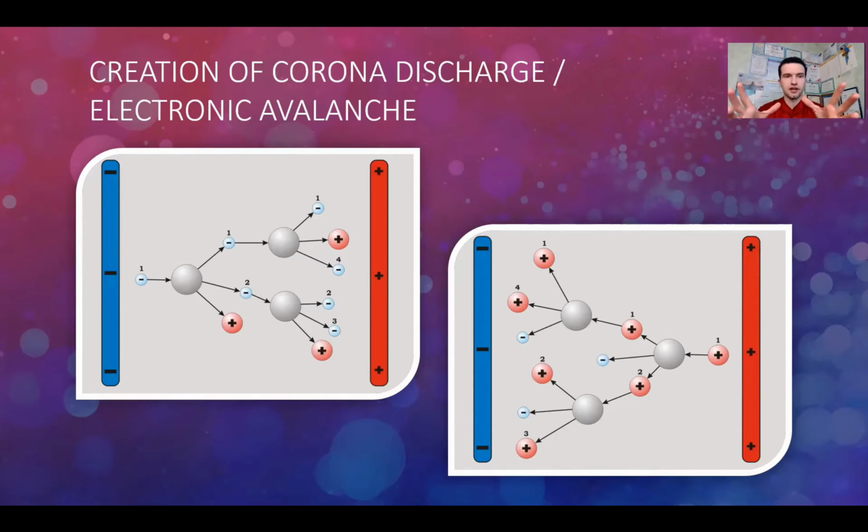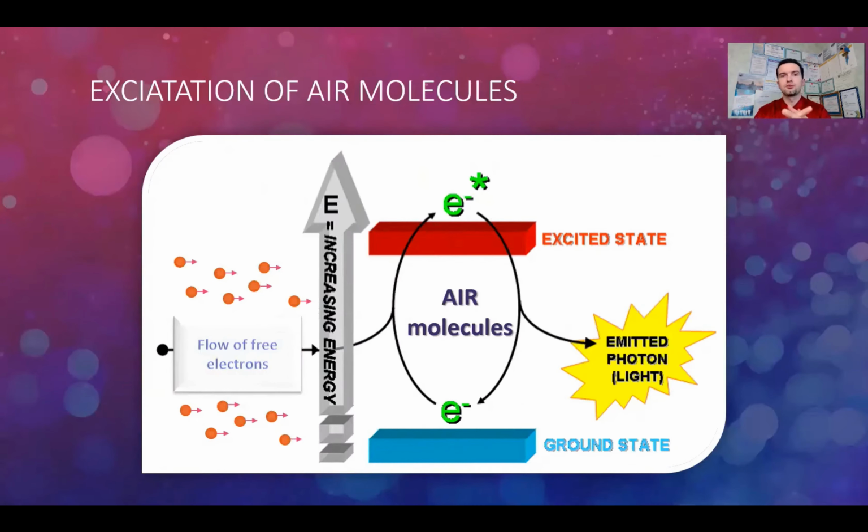So this process of creation of electronic avalanche is also connected with the next process. This flow of free electrons in the air, as long as it is not simply vacuum, it is air in which we are making GDV images. The air molecules absorb some of the energy that electrons transfer to them, and they go to the excited energy state. So they increase their energy state.